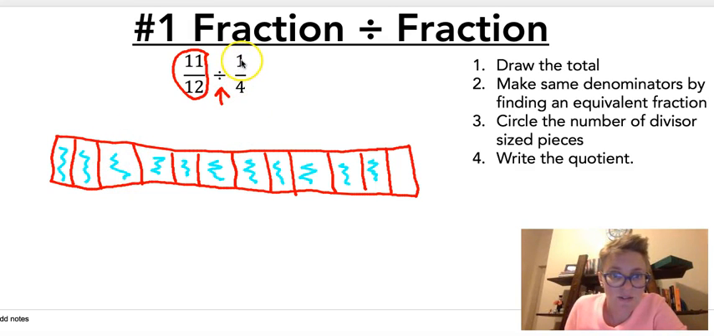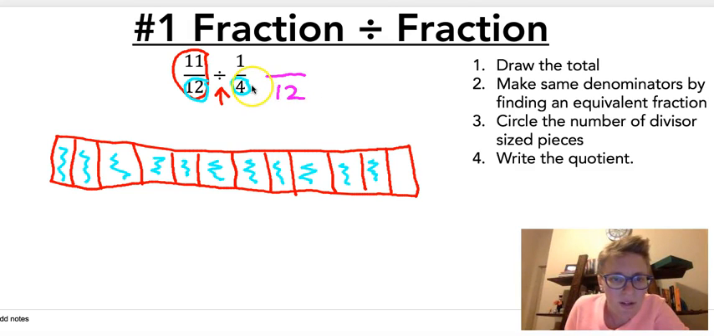Now we're going to divide it by 1/4. However, we should notice right away that 12s are different than 4s. And whenever we're working with fractions, it is much easier to make sure that those denominators are the same. So I want to make 4s look like 12s. So I'm thinking about how can I make my 4s look like 12s?